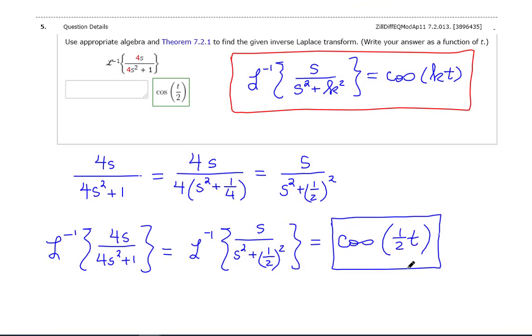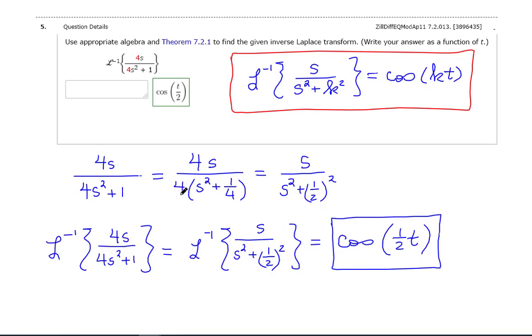In question 5, we have s over s squared plus k squared. That inverse Laplace transform is cosine of kt. So let's see, what do we have? We've got a 4s over 4s squared plus 1.